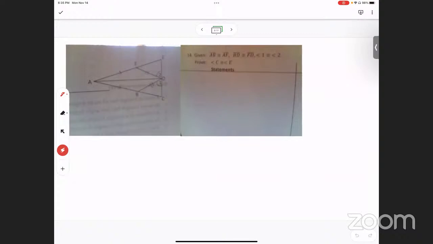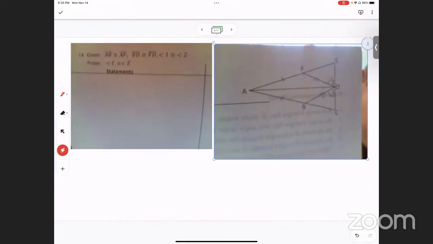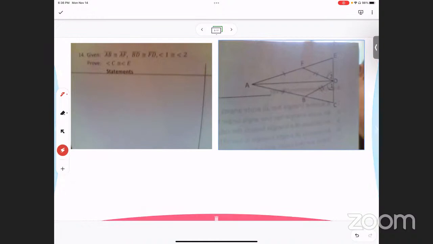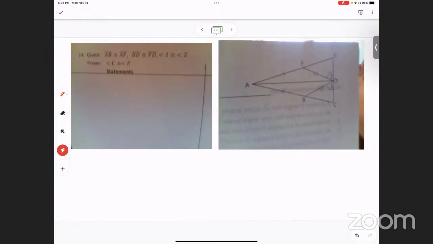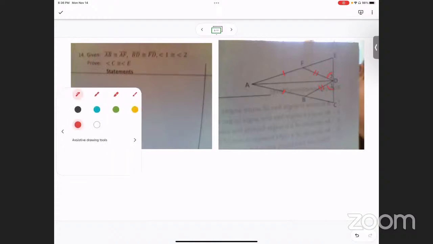Number 14, it says given, I'm going to move these around because to me it's backward. Given that AB is congruent to AF, let me draw that a little bit better. And BD is congruent to, okay, you've drawn those in. Good job. Angle 1 and angle 2 are equal to each other, so that's this and this. Prove that C is congruent to E.